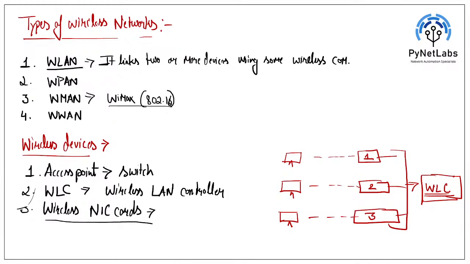Whereas whenever we are talking about wireless access points, they simply provide a centralized location to connect all the devices in the wireless domain, right? So these are some basic differences between your wireless devices as per the discussion.